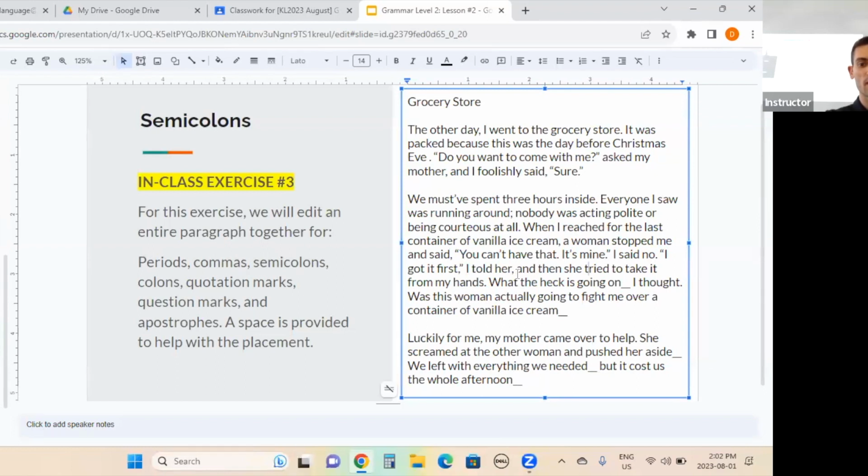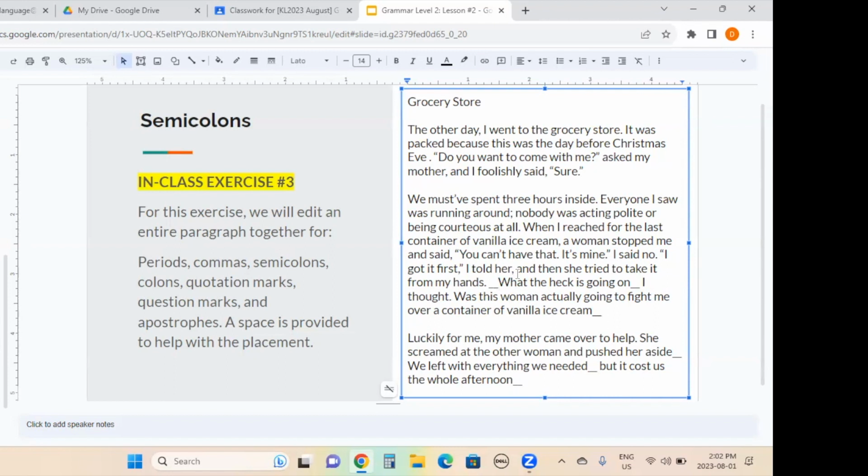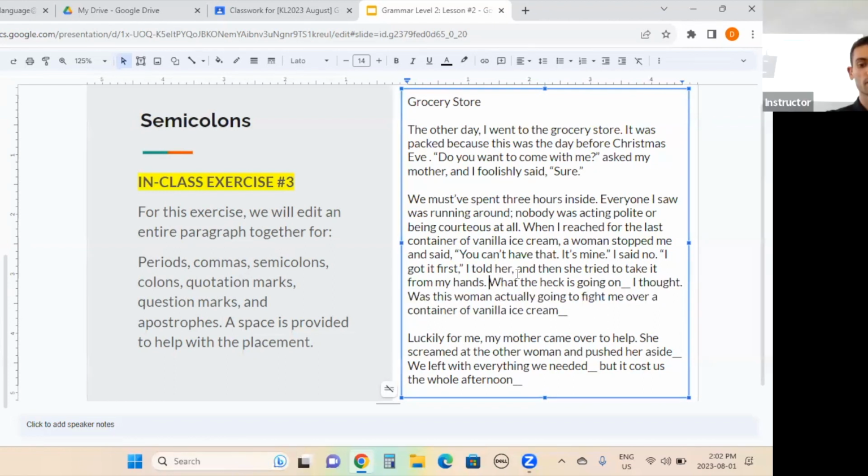And then she tried to take it from my hands. What the heck is going on? I thought. Sorry, I'm missing a blank here. Now, this is a thought, but this is the character thinking or saying this to themselves. Quotation. Yes, this is also a quotation mark. Sometimes authors put quotation marks for thoughts, and sometimes they don't.